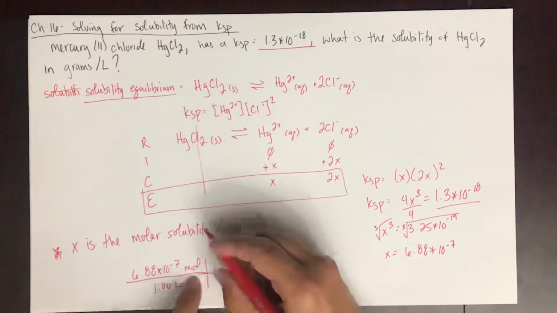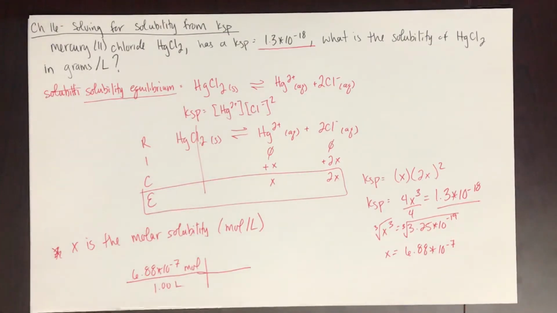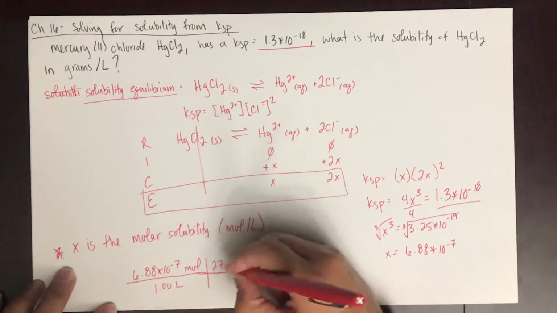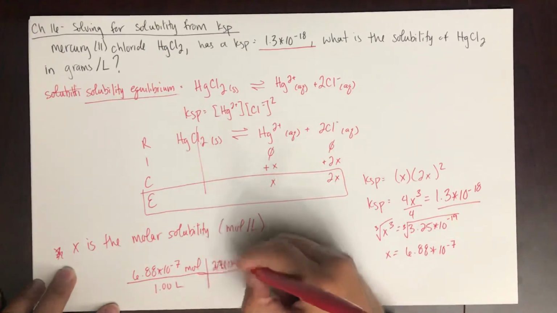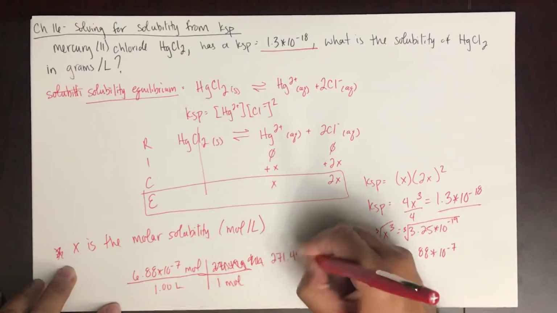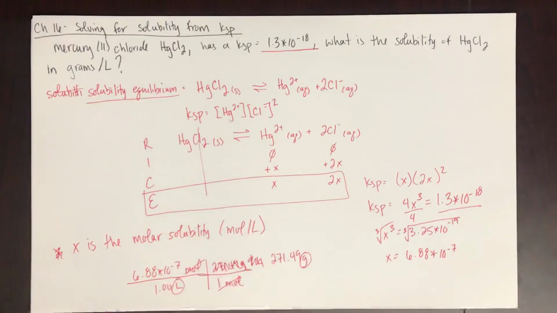So now I need to know what is the molar mass of mercury 2 chloride. If I look at the periodic table, mercury has a molar mass of 200.59 plus 2 of chlorine, which is 35.45, which is about 271.49 grams. Sorry, I'm doing this wrong: 1 mole is 271.49 grams. Moles will cancel. My answer is going to be in grams per liter, which is what the question asked for.